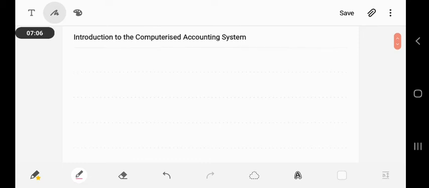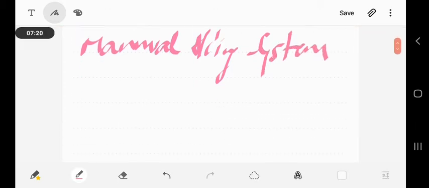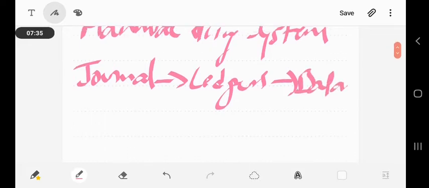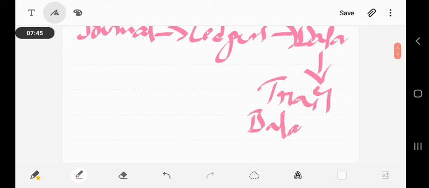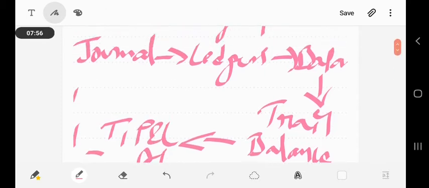That means here, in the manual accounting system, first you have to enter in a journal and post that journal entry into the two ledger accounts, and from those ledger accounts balance, and that balance must be carried on, and all the balances must be recorded and created in a trial balance, and from that trial balance you will get the trading and P&L account, and finally what?